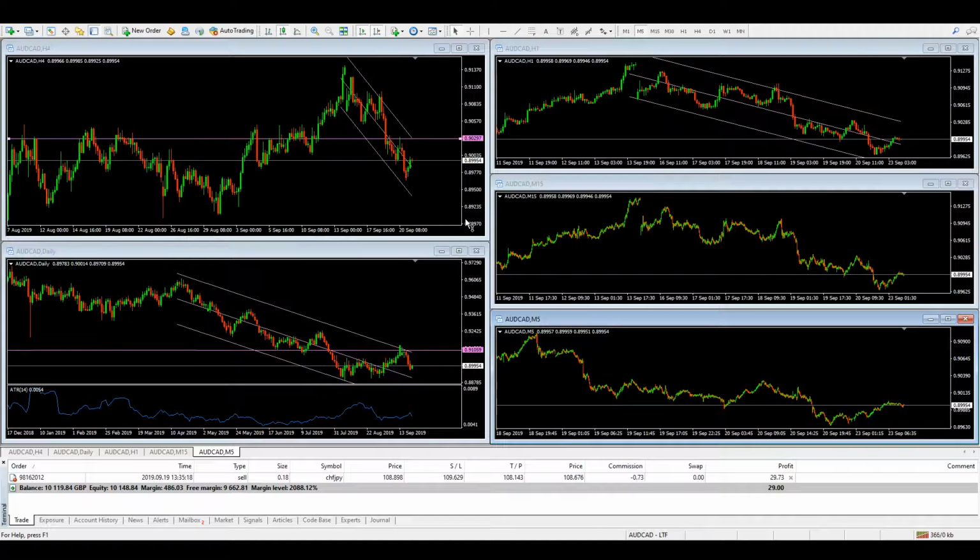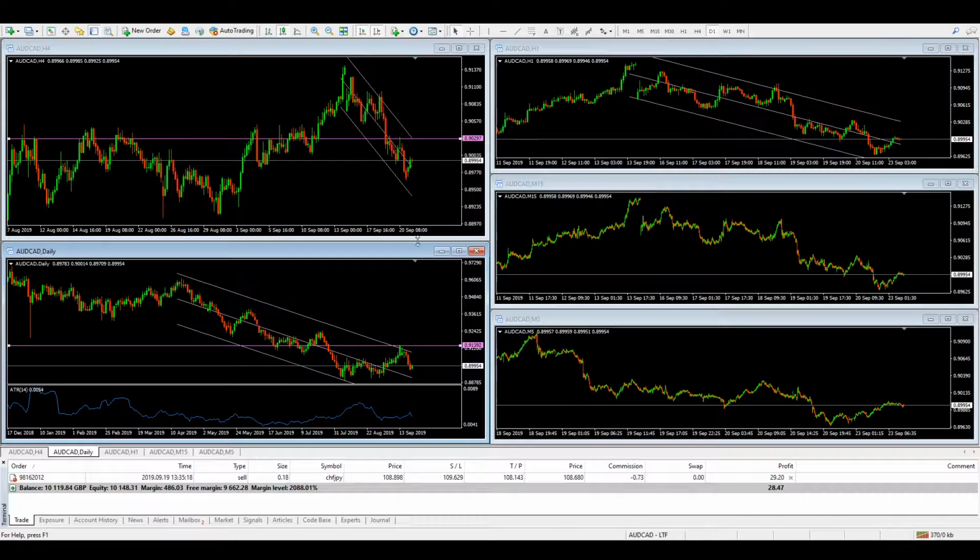So without much further ado, let's crack on and have a look at what we can see. So AUDCAD at the moment, this is definitely bearish. We're seeing lower lows, lower highs. Prices had been in the overbought area, had started to move away from that.